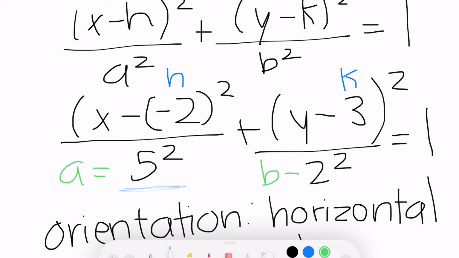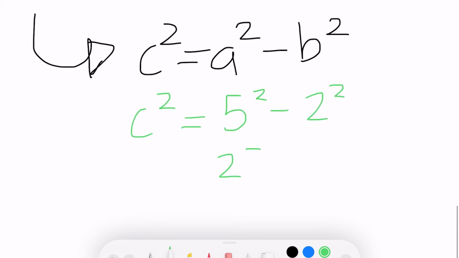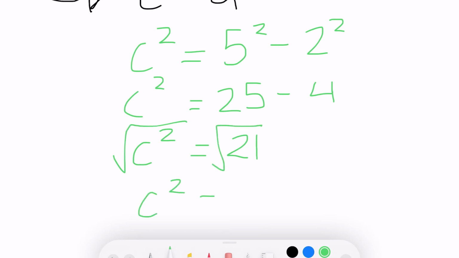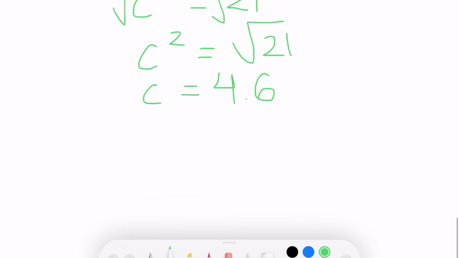b is 2. So c squared equals a squared, which is 5 squared, minus 2 squared. So 25 minus 4, and c squared is 21. Taking the square root of 21, it is about 4.6. So c equals 4.6.